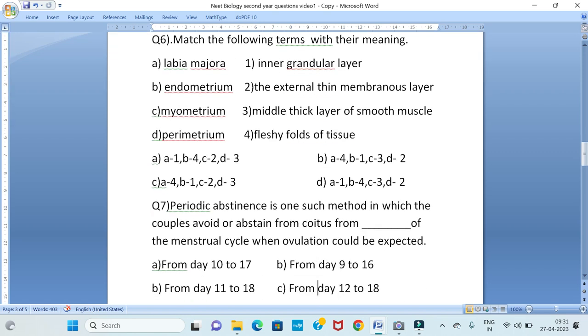Periodic abstinence is one such method in which couples avoid or abstain from coitus from a certain day of the menstrual cycle when ovulation could be expected. The options: from day 10th to 17th, from day 9th to 16th, from day 11th to 18th, from day 12th to 18th. To avoid children, couples maintain some distance in the menstrual cycle, from this date to this date. What are the dates?